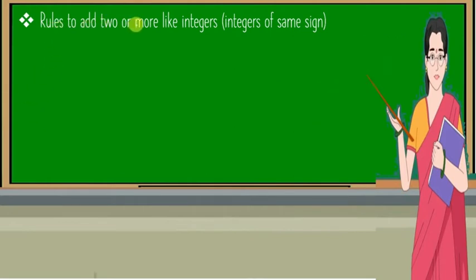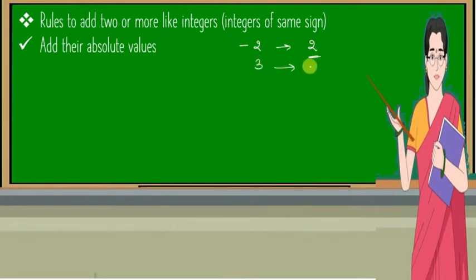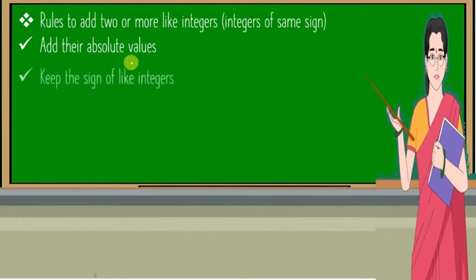Now, rules to add two or more like integers. Add their absolute value. What is absolute value? Value of any integer regardless of its sign. That is, if this is -2, its absolute value will be 2. If a number is 3, its absolute value remains 3. Or if you write a number as +4, its absolute value remains 4. Now, the next rule says, keep the sign of like integers.